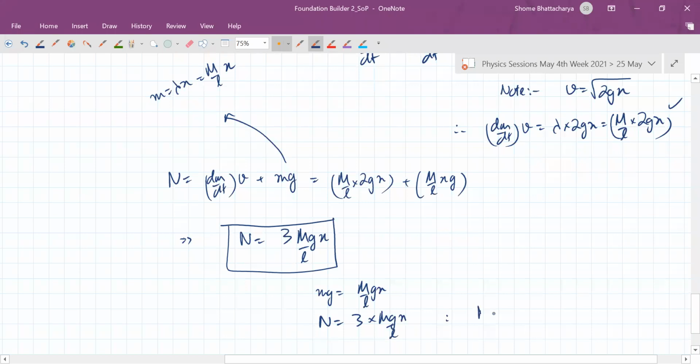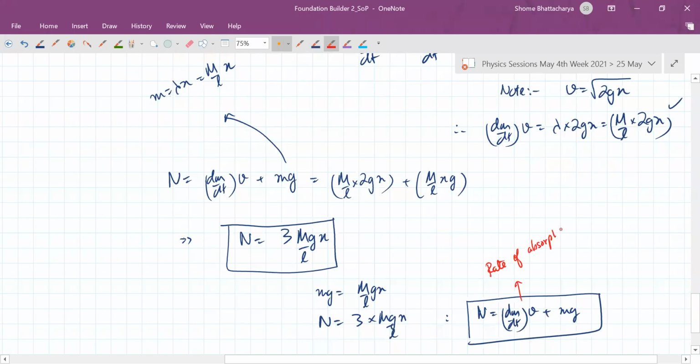You can see that mg is m by L into gx, but normal reaction is 3 times this. That is because normal reaction is the sum of these two things, the rate of change of momentum or the rate at which momentum is being absorbed, and that is in fact dominating over small mg. So this is the rate of absorption of momentum of links hitting the surface, plus this is the weight of the portion which is on the surface.